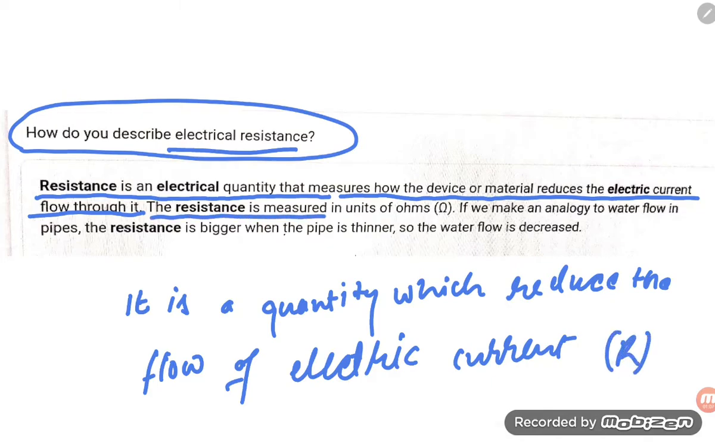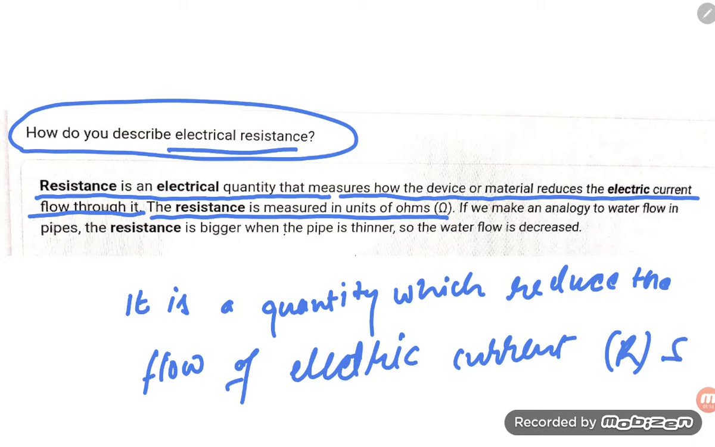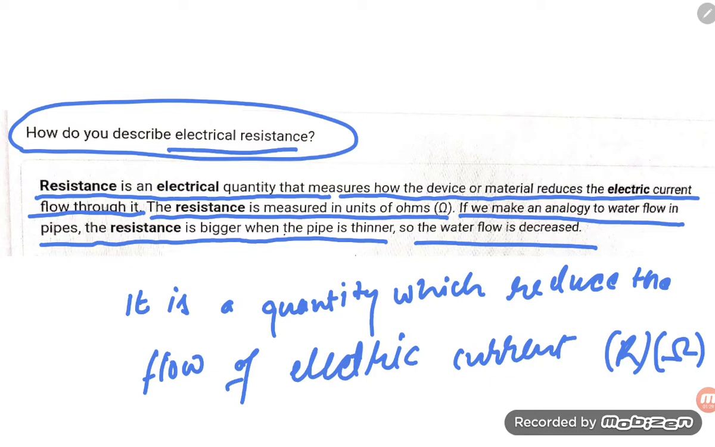The resistance is measured in unit ohm. Okay, what is the unit of resistance, student? The unit of resistance is ohm. That is very important. Okay, now if we make an analogy to water flow in pipes, the resistance is bigger when the pipe is thinner, so the water flow is decreased. So what is the resistance, students? Anything which reduces the flow of electricity is known as resistance.